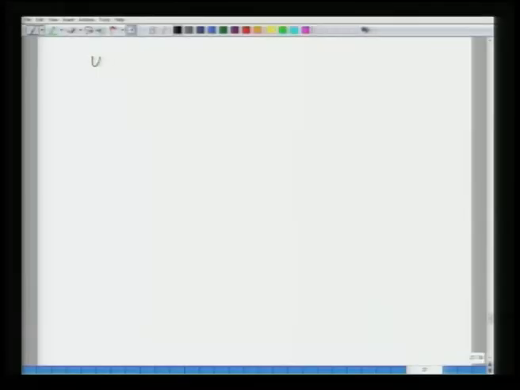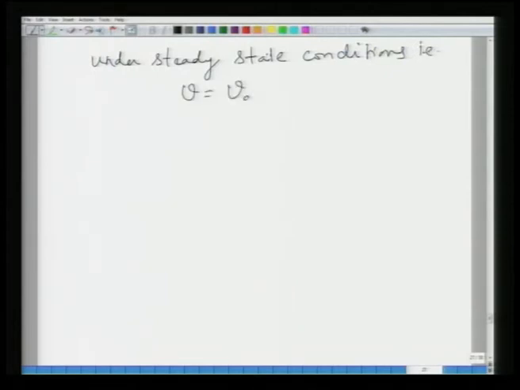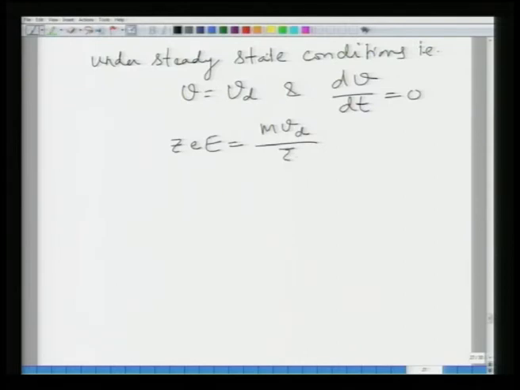So, let us say under steady state conditions, when V becomes equal to Vd, and dV by dt is equal to 0, under such a situation your ZeE becomes equal to mVd by tau.